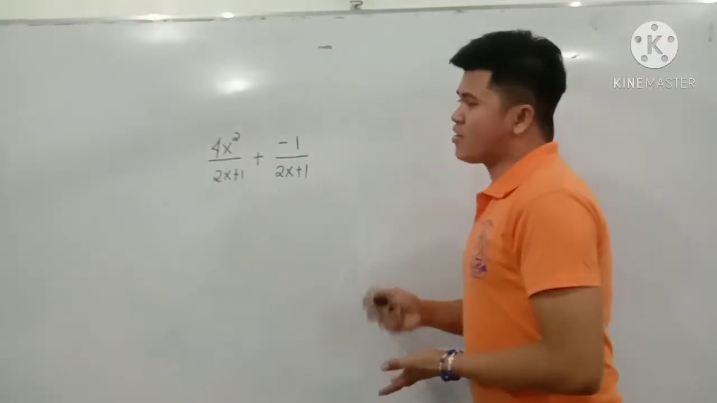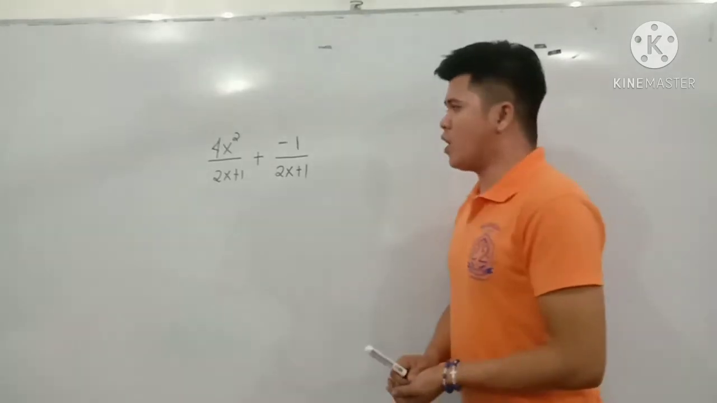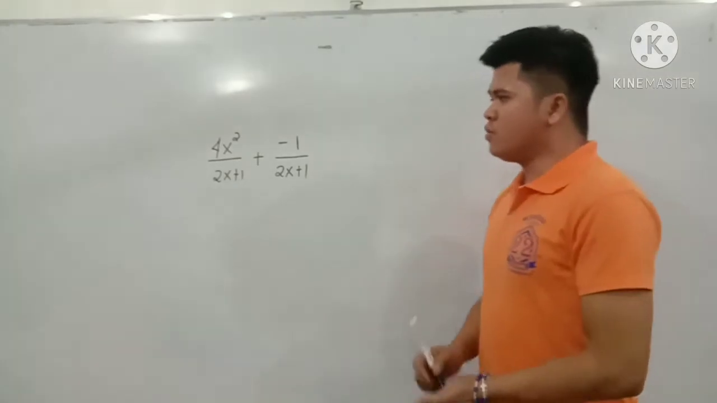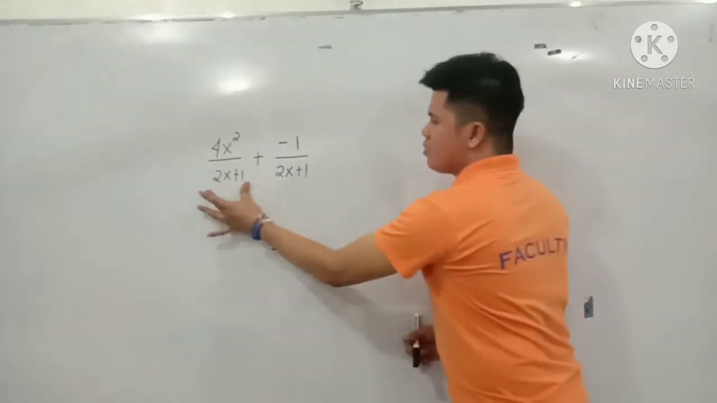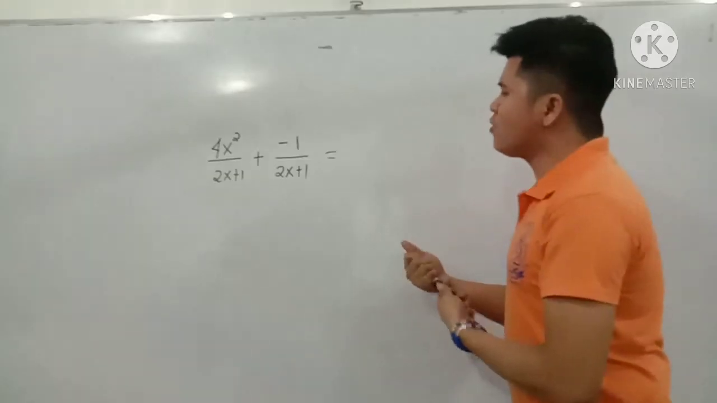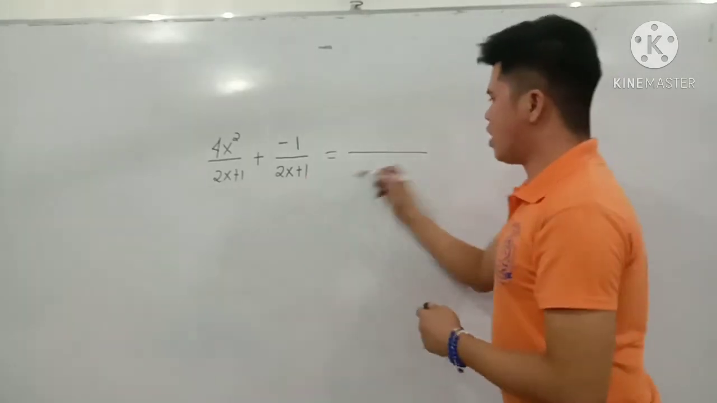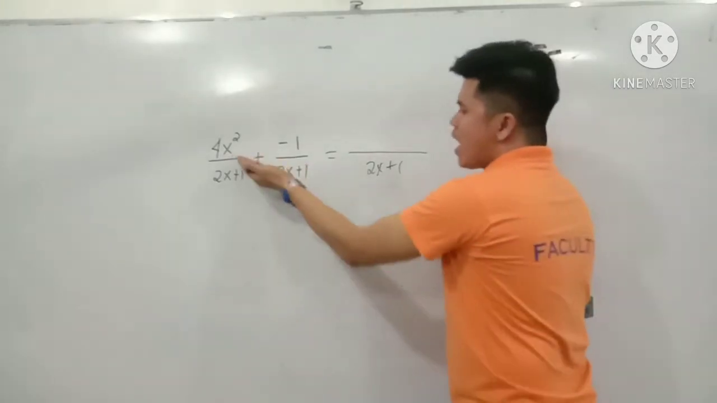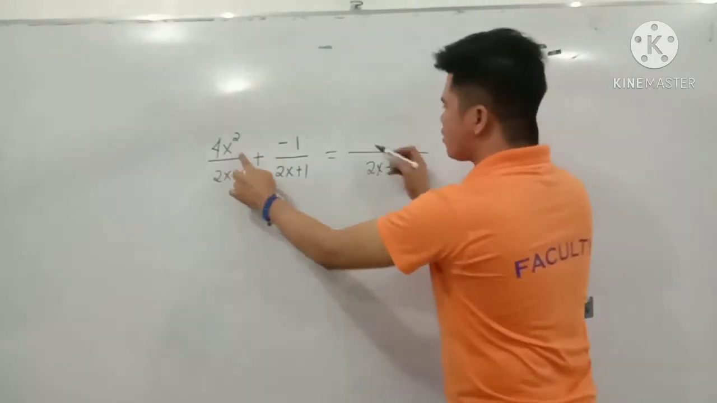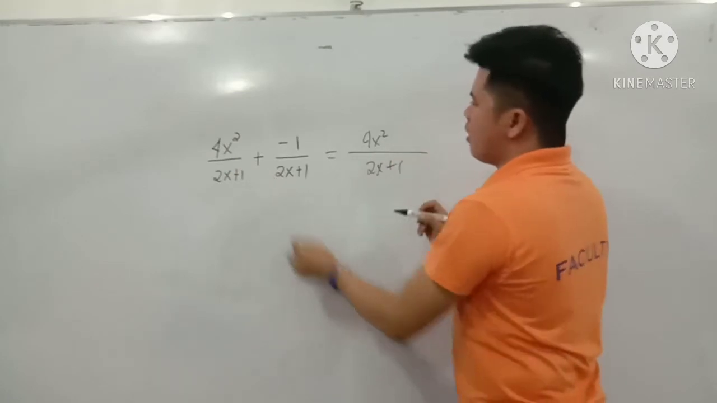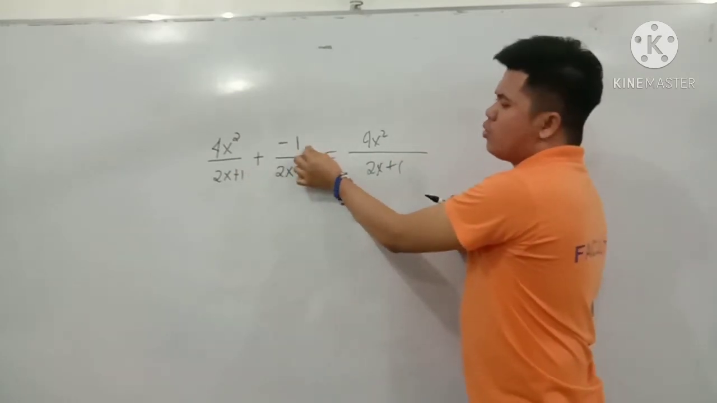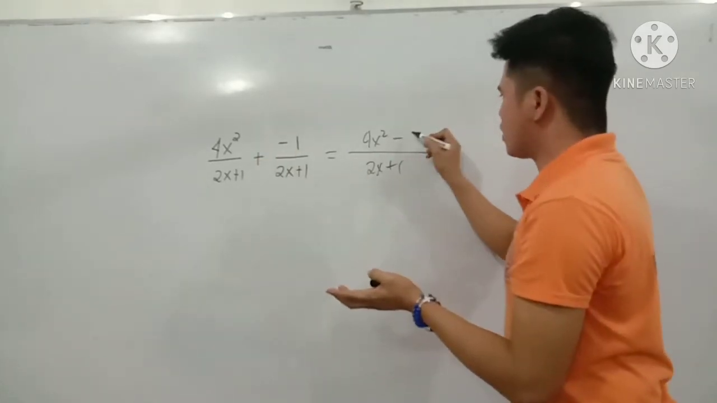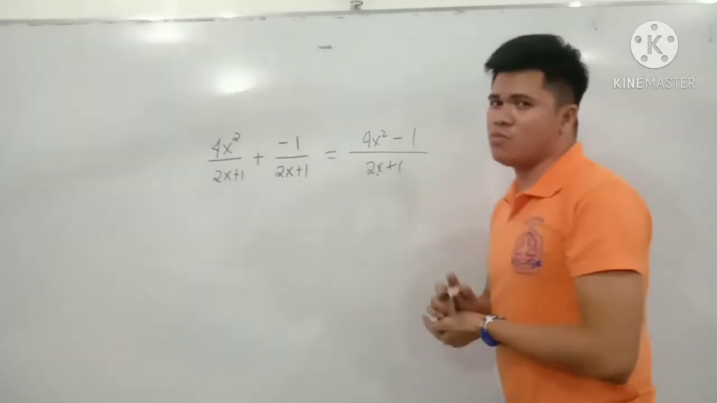Another example. Let's say 4x squared over 2x plus 1 plus negative 1 over 2x plus 1. Now again, since our denominators are the same, we always copy the denominator, which is 2x plus 1. And then we simply add the numerators: 4x squared plus negative 1. When we combine the positive and negative, the result is negative. So that is what we have, negative 1.